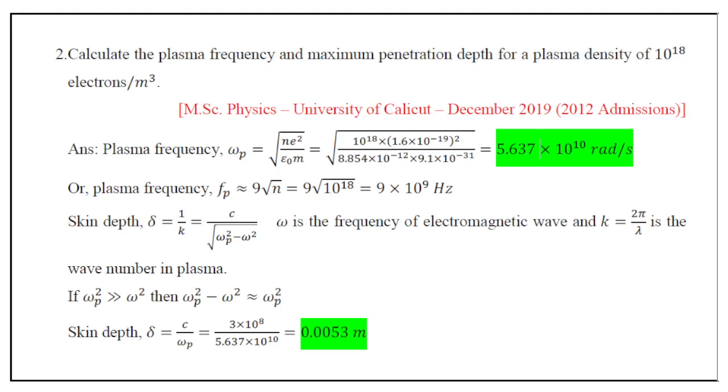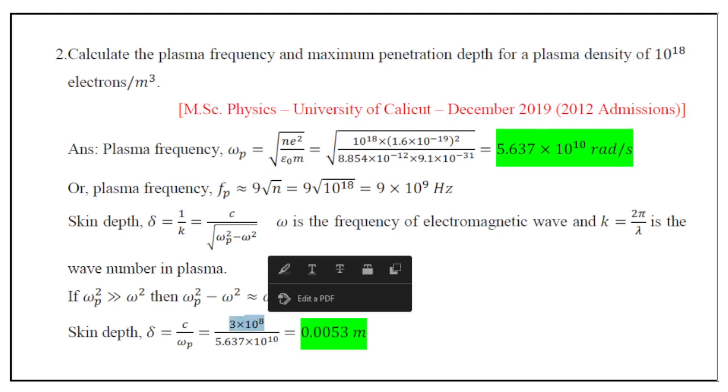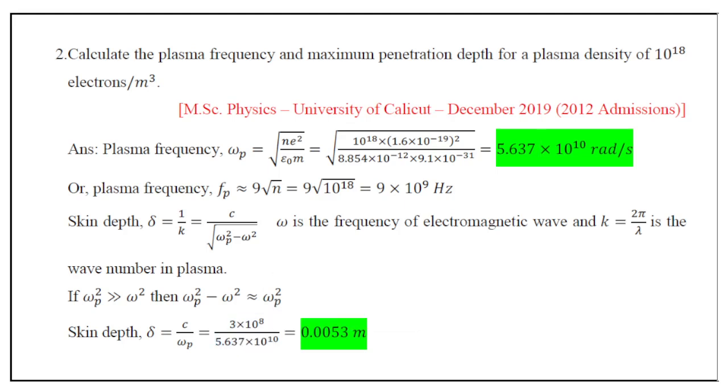And the skin depth, it is c by root of omega P square minus omega square. Here omega, that is the angular frequency of electromagnetic wave, is not given. So we can assume omega is much less than omega P. So skin depth becomes c by omega P, and it will be equal to velocity of light divided by omega P. It is obtained in the first step. Substituting those values, we will get 0.0053 meter for skin depth.